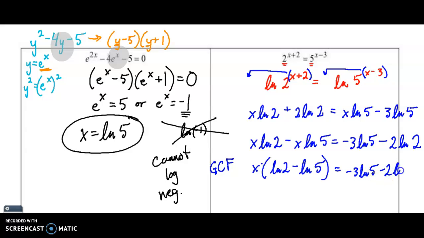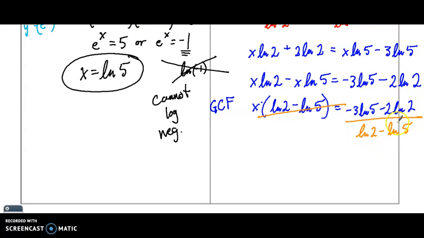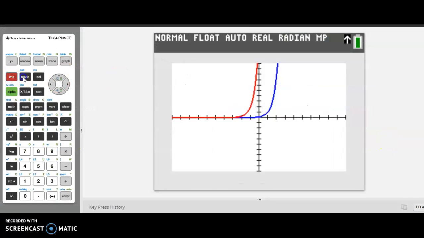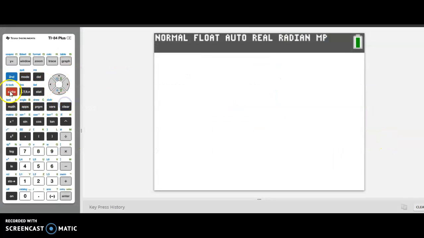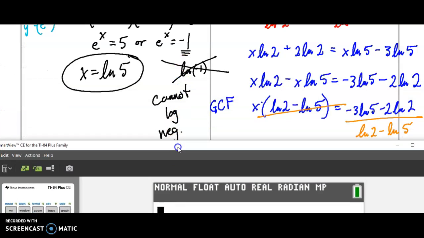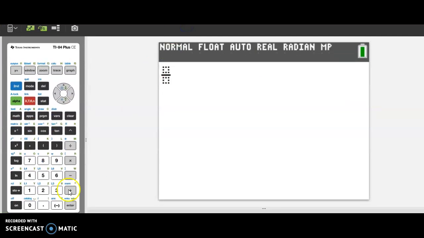Well, we solve a multiplication problem through division. So what I can do is divide this natural log of 2 minus natural log of 5 over here. And this would be a perfect answer, but I think you guys know me. It would be good if you gave me an approximate answer as well. So on my home screen, maybe make a fraction where I can type that in. Just make sure you hit the negative key when you need a negative number.